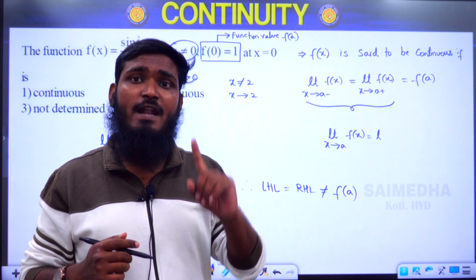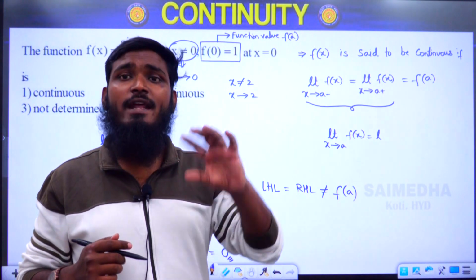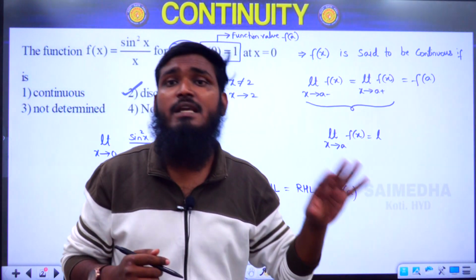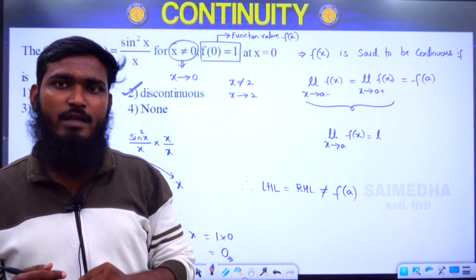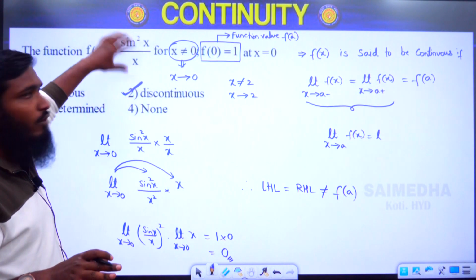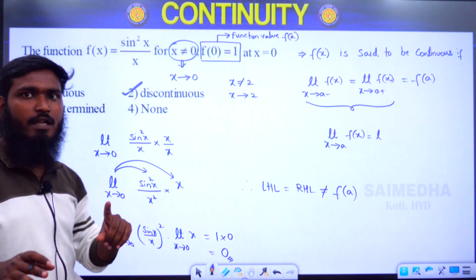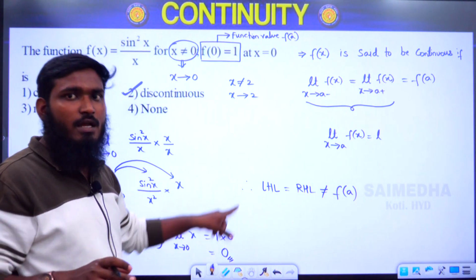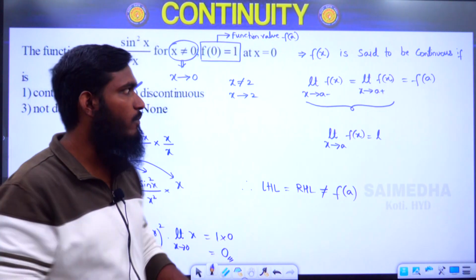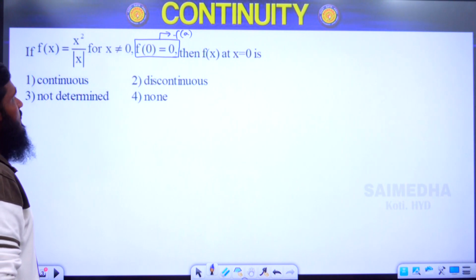Whenever in the questions you have a modulus function, step functions, or any other conditions, we have to find the LHL value separately and the RHL value separately. But if you are not having any other conditions in the question, the question is simple. By simplification we can solve it, and we find only one value. That means the LHL value and RHL value will be the same. So this point is very important, we have to remember this.